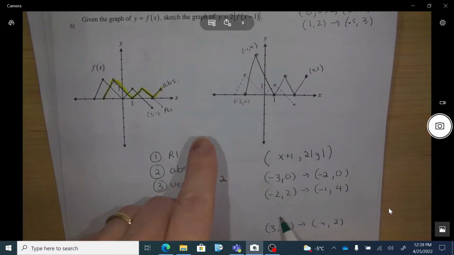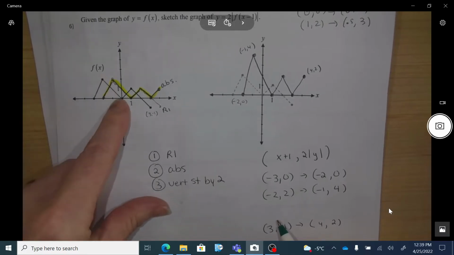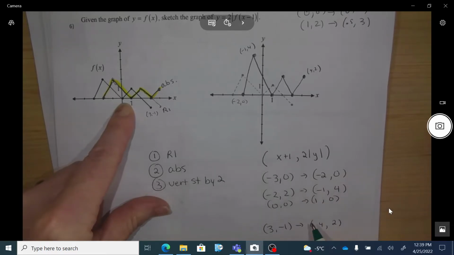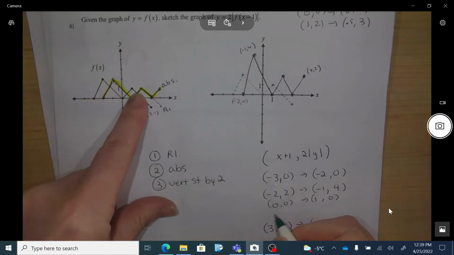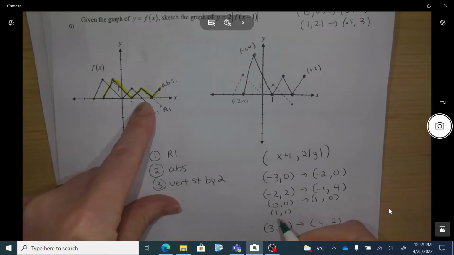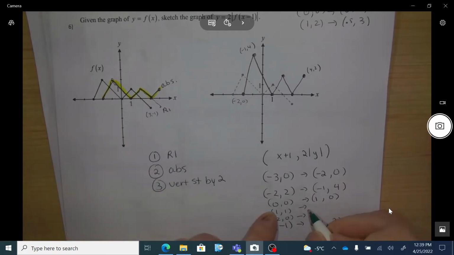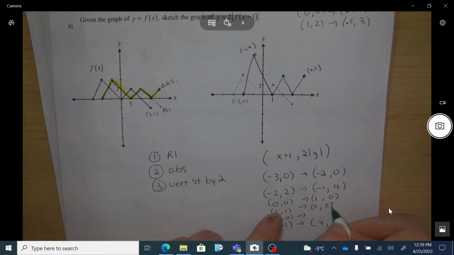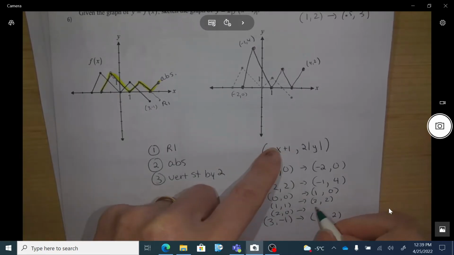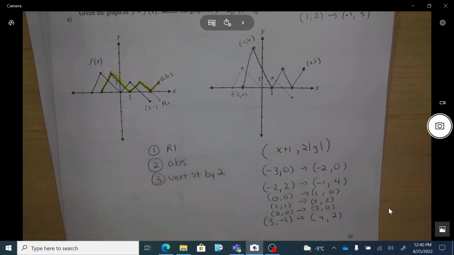Okay, actually I may as well do them all here. So I did that. Let's do 0, 0, which should go to 1, 0. And 2 more here. So 1, 1. And what else did we do? We did 2, 0. 1, 1 should go to 2, comma 2. And 2, 0 should go to 3, comma 0.